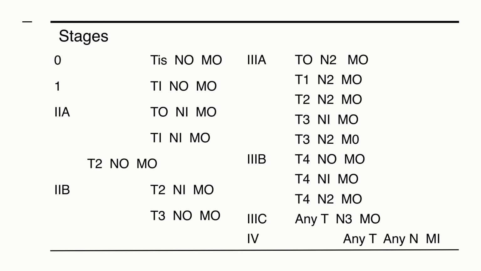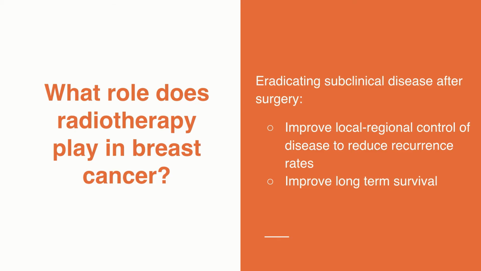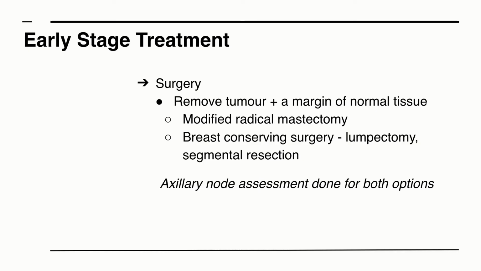So for radiation therapy, we've talked a little bit about this in its role alongside conservative surgery. It is very good at eradicating subclinical disease after surgery. So it does improve that local regional control and reduces recurrence, which then in turn improves long-term survival. So in early stage, generally you're going to have some type of surgery, usually a breast conserving surgery. So remove that tumor with a margin of normal tissue.